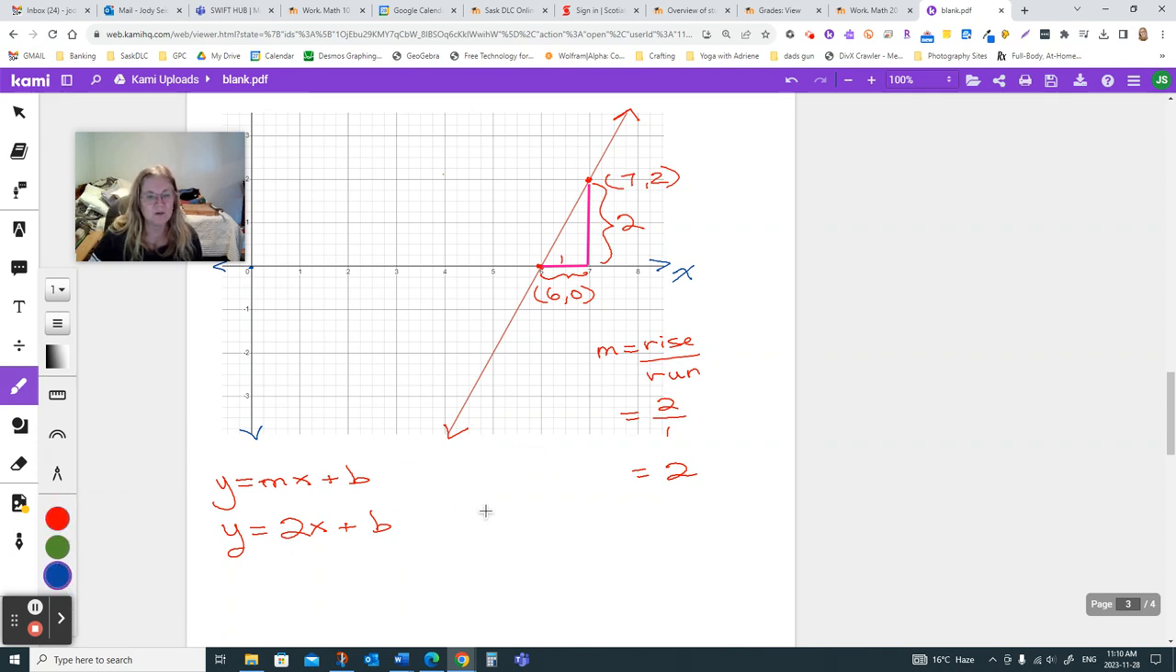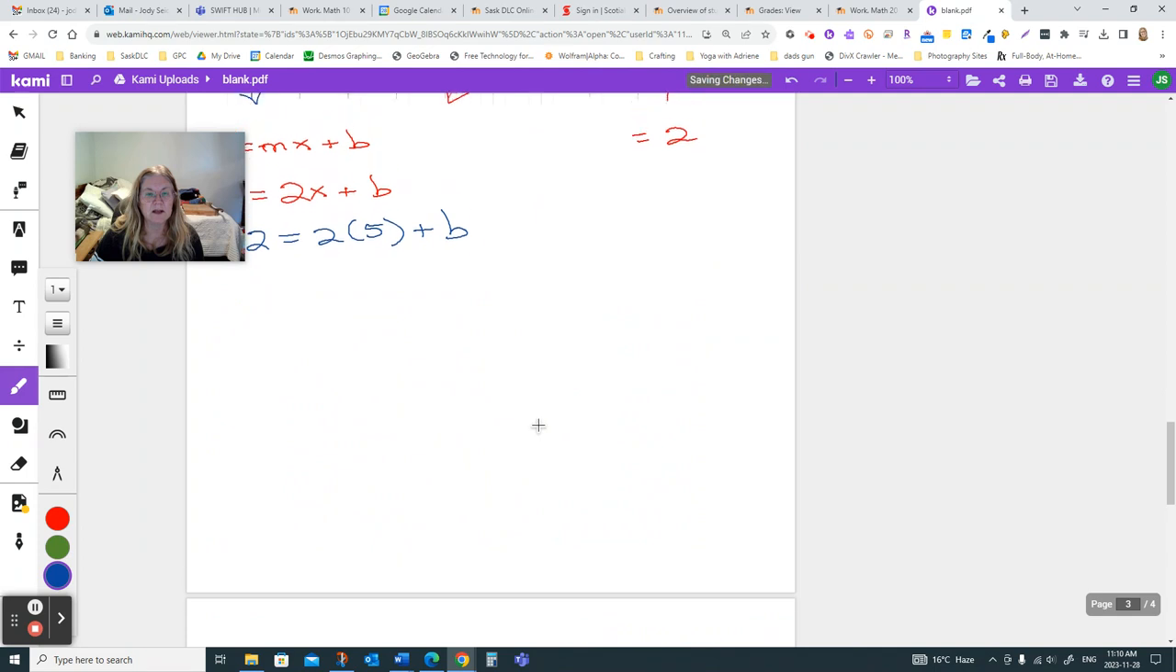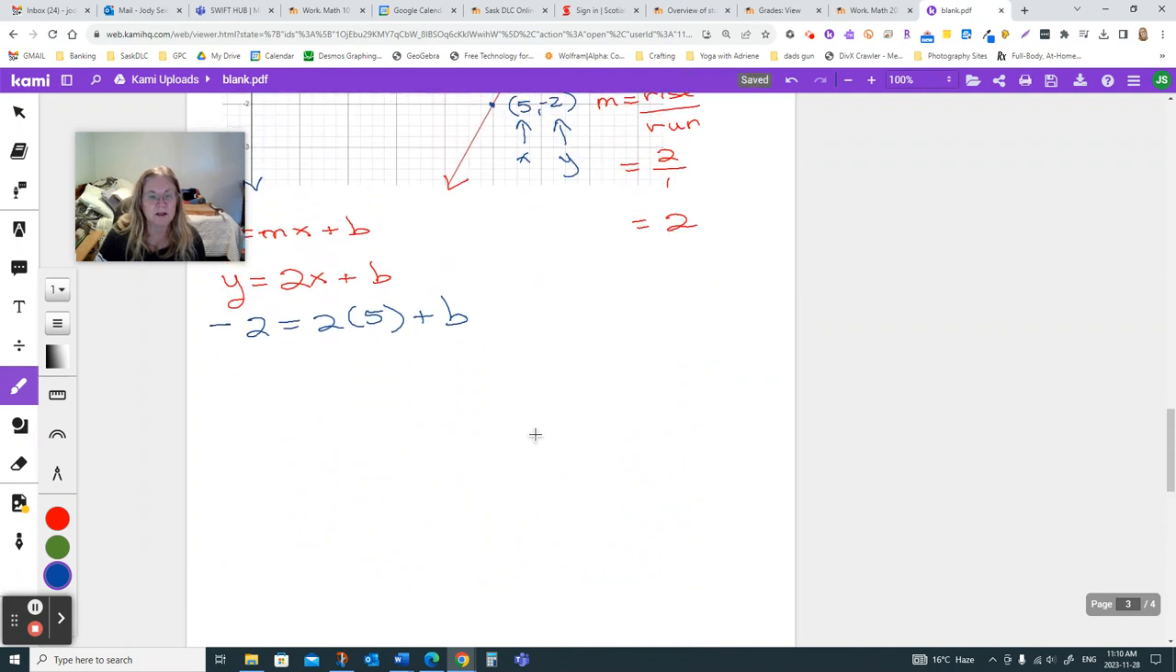Remember, the equation that we get works for every point on this line. So here's another point on this line. Oops, help if I could hit it. At (5, -2) is a point on my line. I know that this x value and this y value work in the equation. So I'm going to put them in. I'm going to say -2 equals 2 times 5 plus b. Now I have a really nice linear equation there with only one variable in it. So I can solve it.